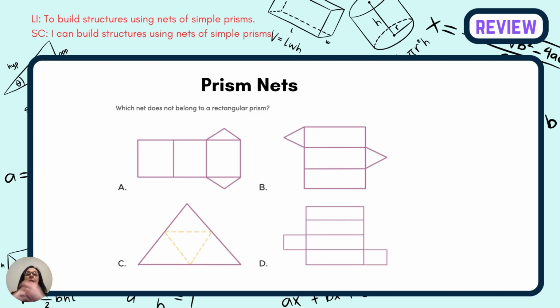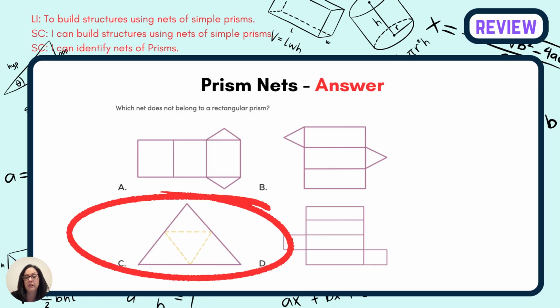They are our lateral faces, and the lateral faces are all parallelograms. I couldn't even say that one. And I can see in A that's the case. I've got three rectangles there. B, I've got two identical bases, and I've also got lateral faces that are parallelograms. The same for D. Not the case for C. So there's our answer. C does not belong to the rectangular prism. It is not. C is a pyramid.